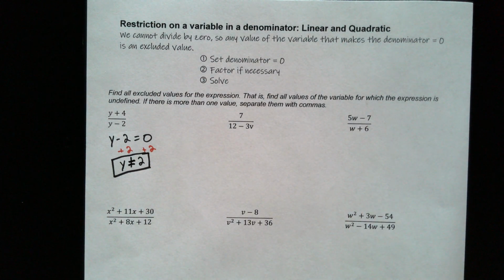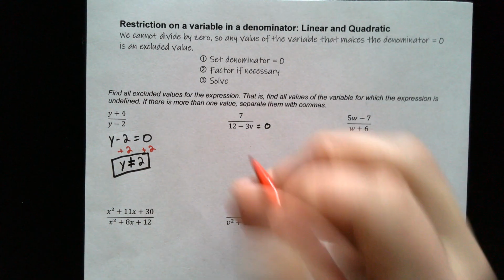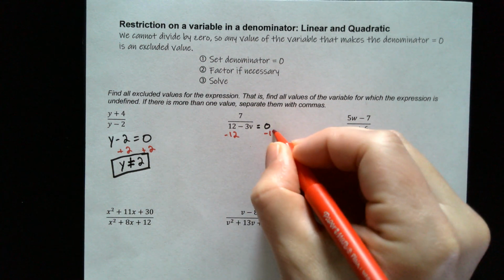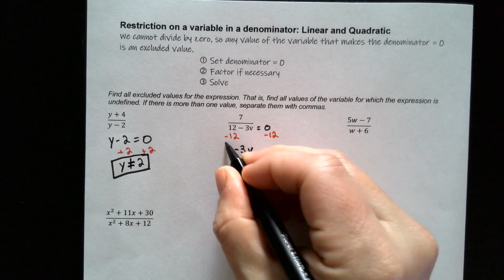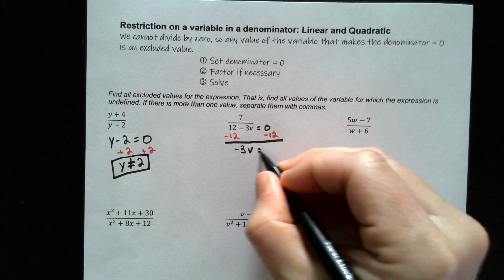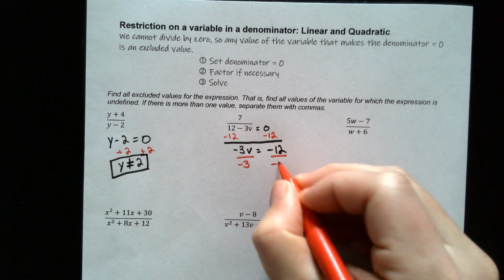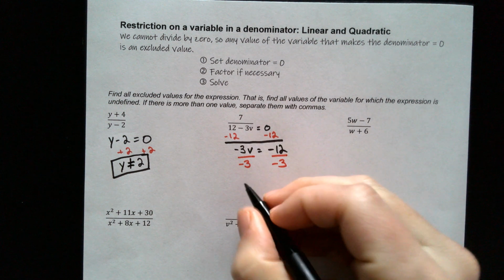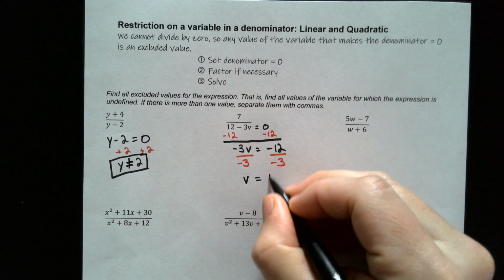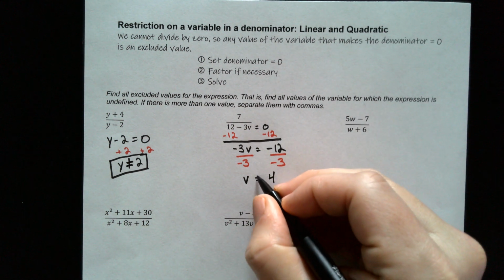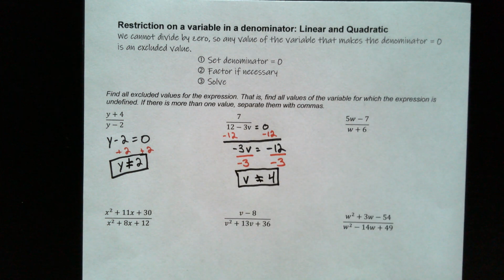All right, let's look at the next one. Again, it says set the denominator equal to 0 and solve. So I can set this equal to 0. Let's subtract the 12 from both sides. Okay, and that will give me negative 3v equals negative 12. And then I can divide by the negative 3 on both sides. And that will give me v is equal to, let's see, a negative divided by a negative is a positive. 12 divided by 3 is 4. So that's the value that we're going to exclude. So we're going to say v cannot be equal to 4, because if it is, it makes the denominator equal to 0, which we do not want.